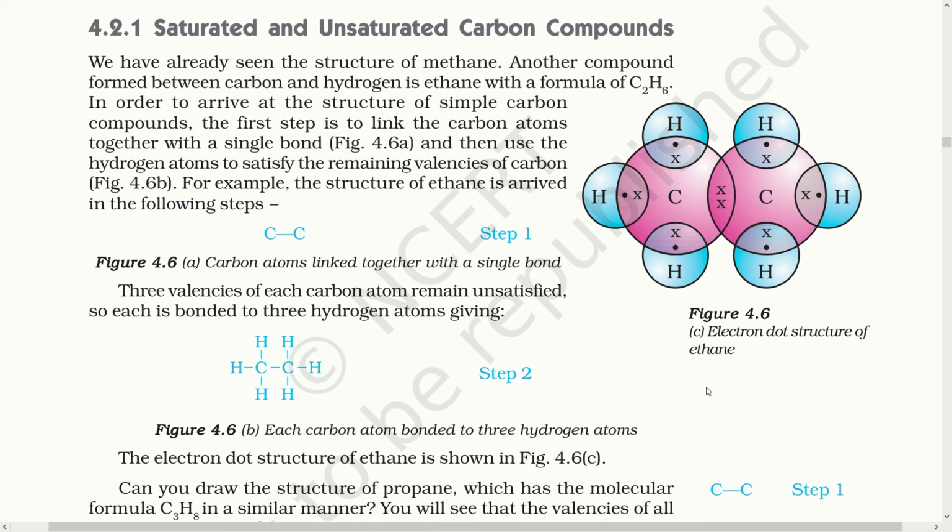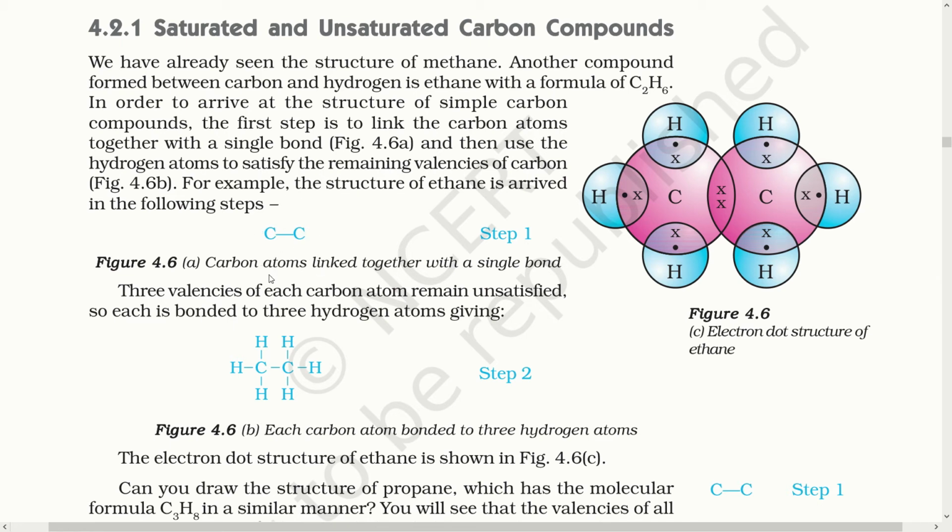The first step would be carbon forming a single bond with another carbon atom. So here you can see in step 1, carbon shares one electron with another carbon atom. Now each carbon is left with three electrons in the outermost shell.